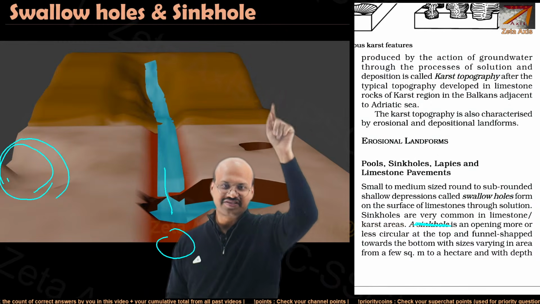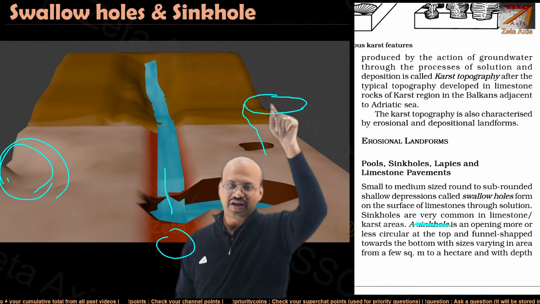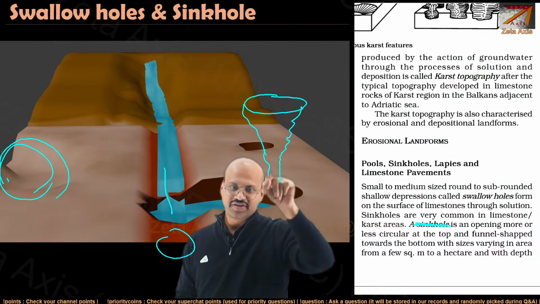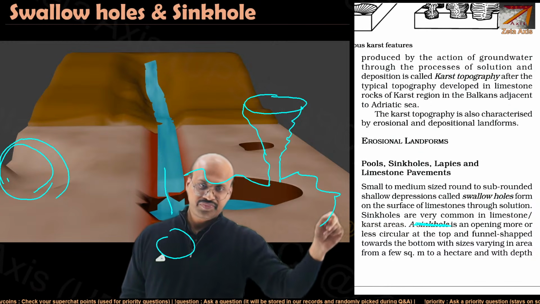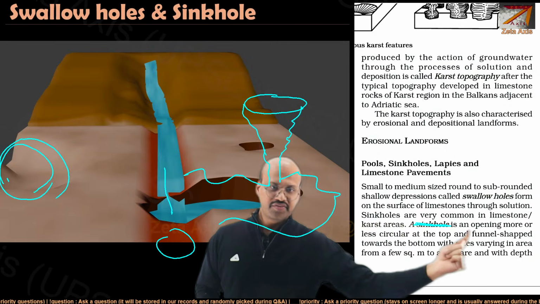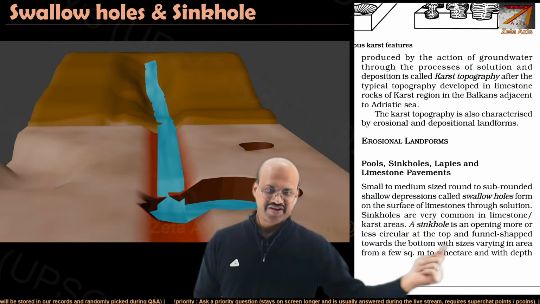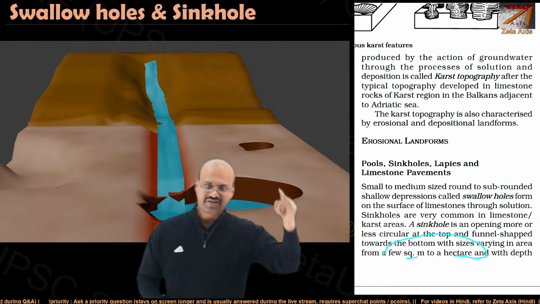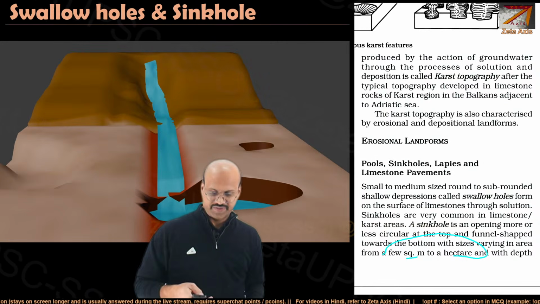These sinkholes are generally funnel shaped, so it will have a wider opening at the top, and the bottom would be narrow, something like this. It would be something narrow like this, and they could be connected to an underground cave like area. So this is how sinkholes are. A sinkhole is an opening more or less circular at the top and funnel shaped towards the bottom, with sizes varying in area from a few square meters to hectares. So size can vary, but they have more depth than the swallow holes, and these sinkholes are generally funnel shaped.